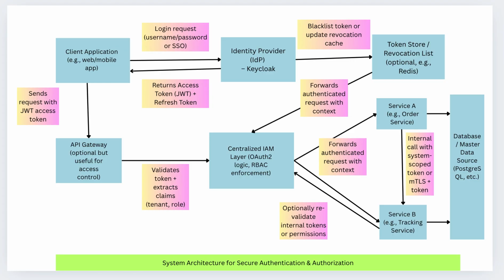Then we have service A and service B. Once the IAM layer verifies access, the request is routed to the correct service. For example, service A handles order creation while service B handles shipment tracking. Each service trusts the JWT claims and only handles business logic, not authentication.